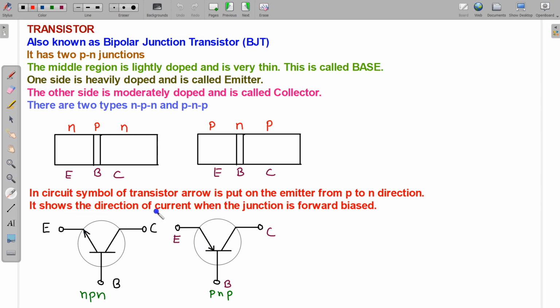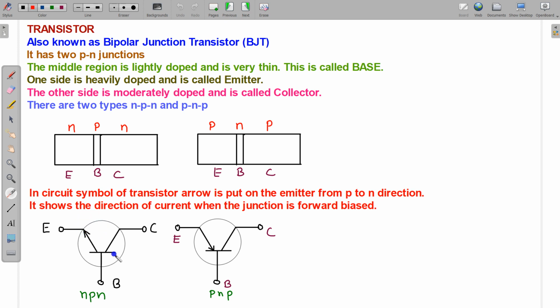This arrow shows the direction of current when the junction is forward biased. If the emitter base junction is forward biased, obviously the direction of current will be from P to N. So in this, the direction of current is like this, from P to N, and in this the direction of current is also P to N. So accordingly we show the direction of arrow.